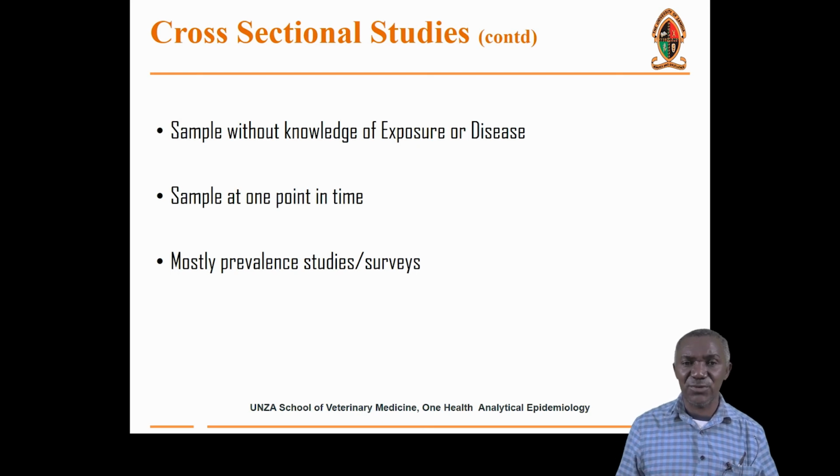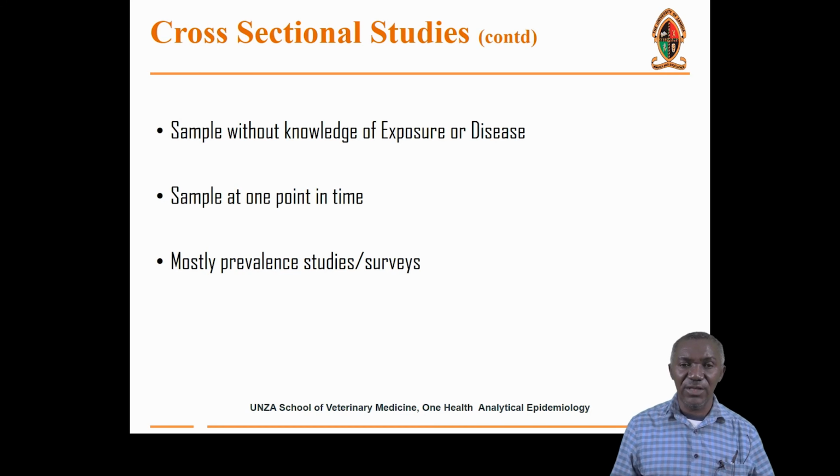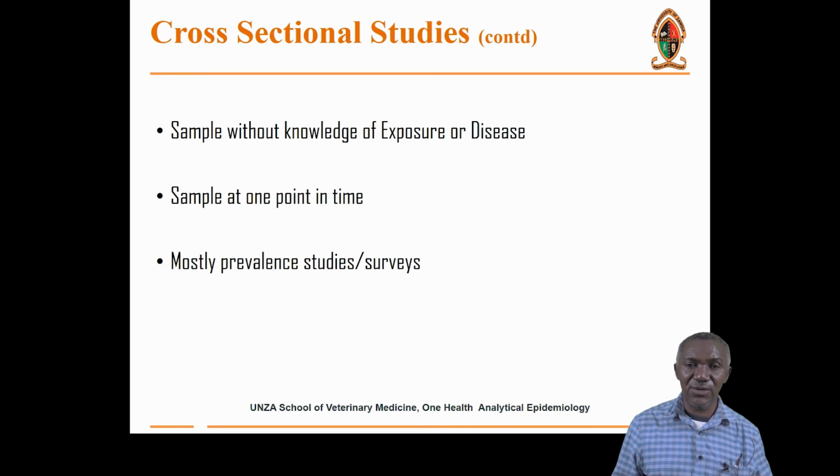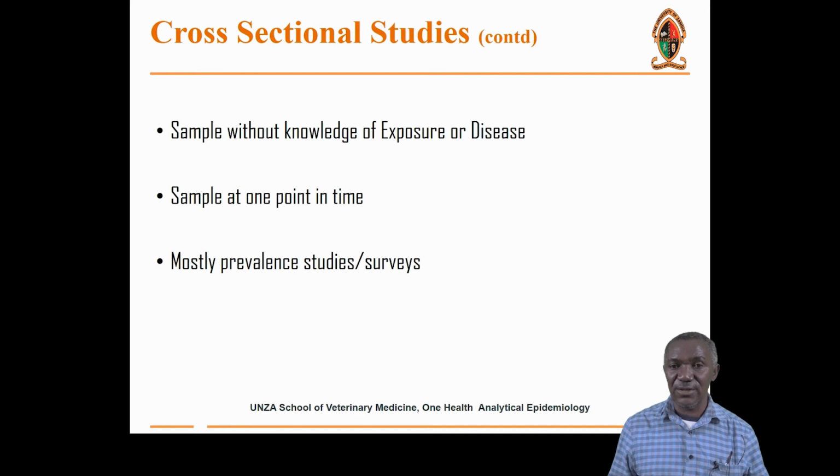So in a cross-sectional setup, when you are doing the sampling, you don't have knowledge of whether your study units are exposed or non-exposed, or whether your study units are diseased or non-diseased. So you randomly sample your subjects without knowledge of the exposure or disease status, and then you start finding out whether they are diseased or non-diseased.